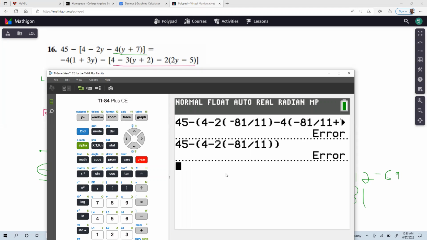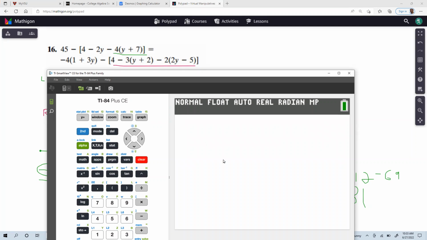I didn't realize this will take that long. But let me try it. You can see number 16, okay? So let me try it this way. 4 minus 2 times negative 81 over 11 minus 4 times negative 81 over 11 plus 7.